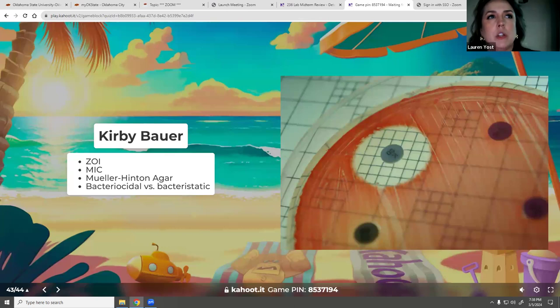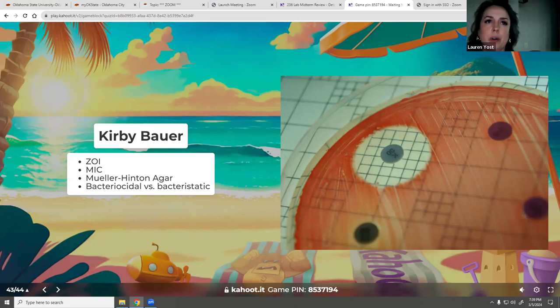MIC is minimum inhibitory concentration. As you get further away from the disc, the concentration of that antibiotic decreases. So at the very edge of your zone of inhibition, that's where the lowest concentration is that will affect that bacterium. There's math to figure it out, but that's what that means. Okay, Mueller-Hinton agar, the agar that we used for this, we made sure that all of our plates had the same depth, as well as all the plates were the same depth all the way around. We also had pH control. That way the antibiotics could spread evenly throughout the plates, be reproducible between the plates, and not be affected by any pH differences.